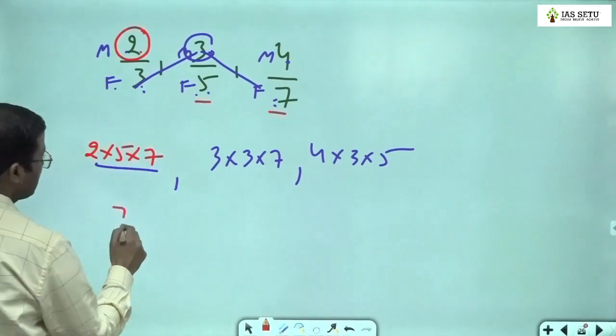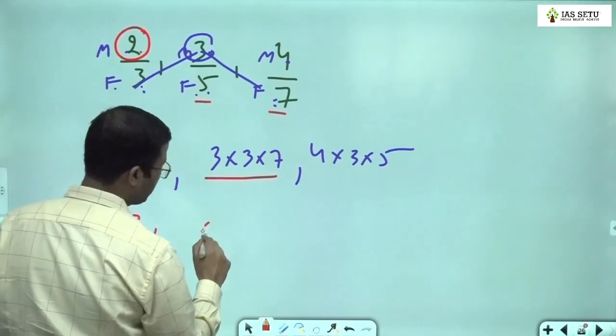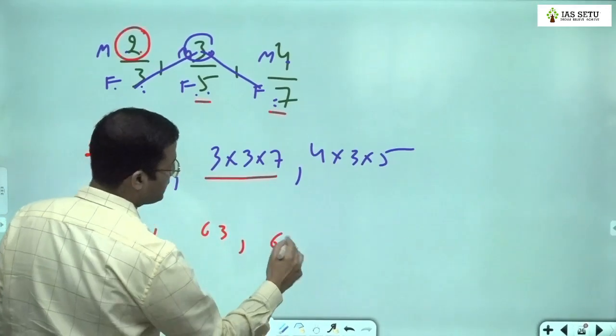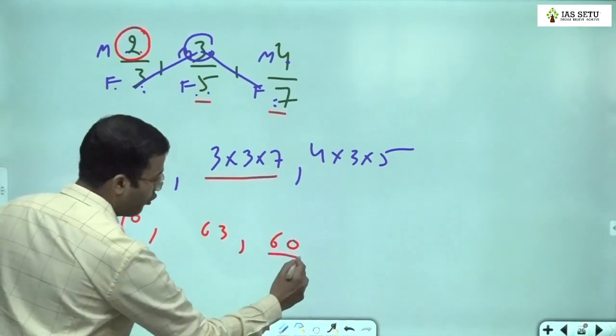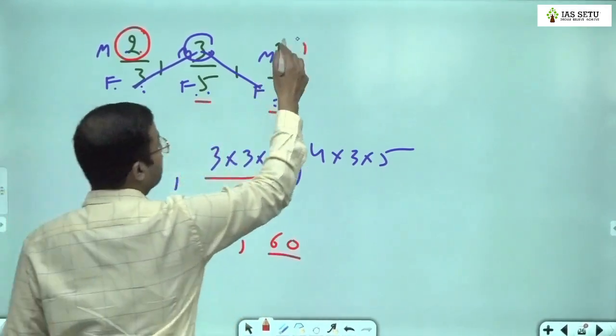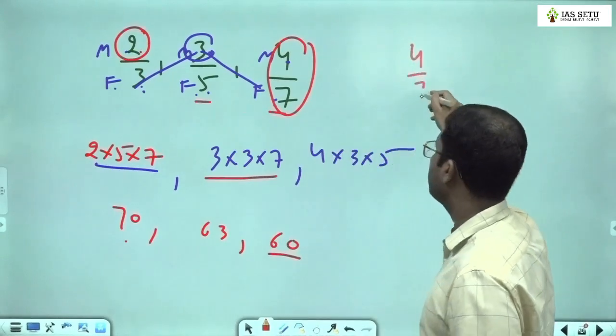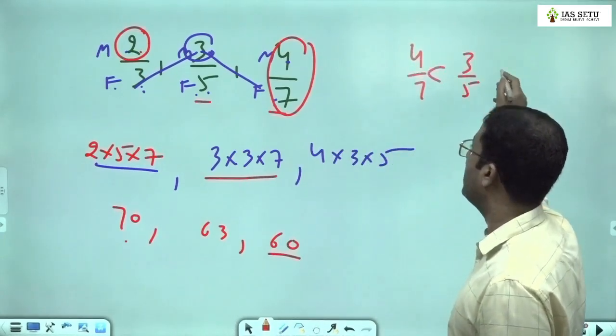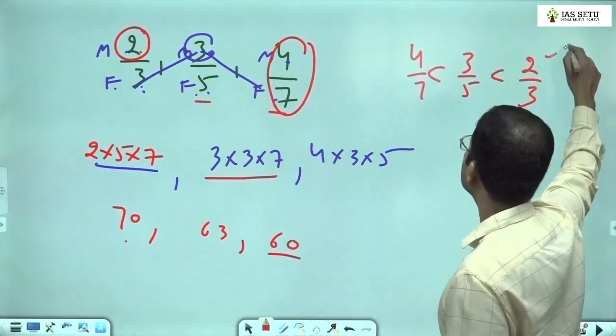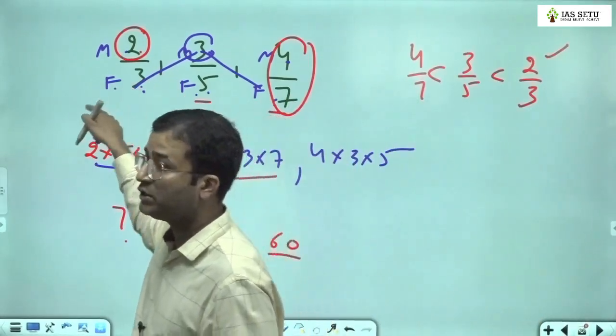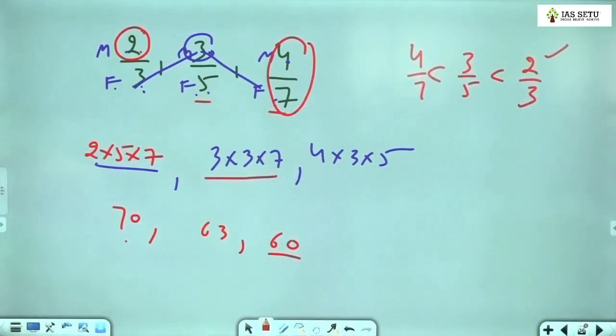What we get here? 70. We get here 63. We get here 60. This is smallest, this is largest. So it means 4 by 7 is smaller than 3 by 5 is smaller than 2 by 3. So out of the given fraction, 2 by 3 is the largest. दिए हुए फ्रैक्शन में 2 by 3 सबसे बड़ा.